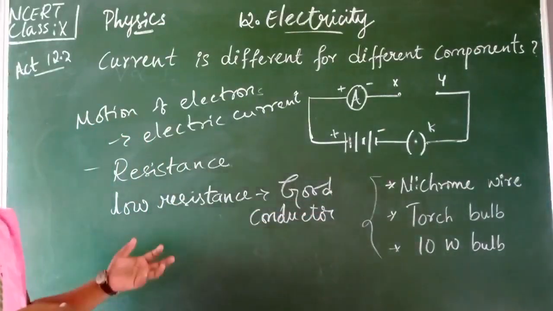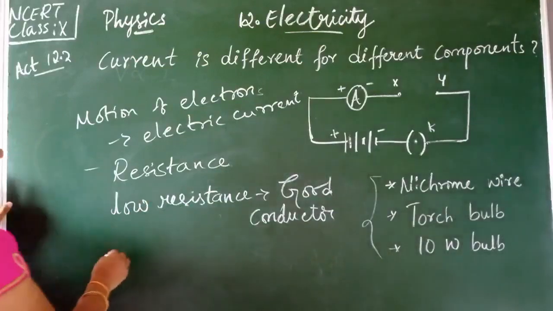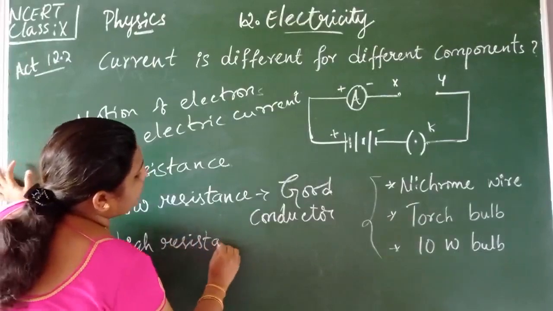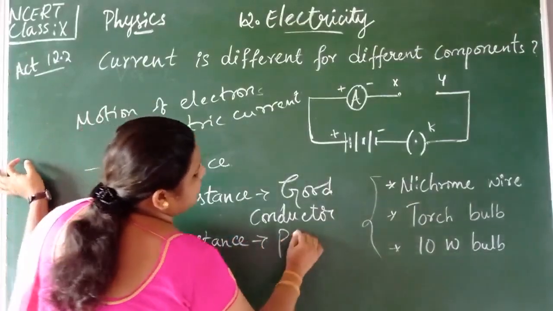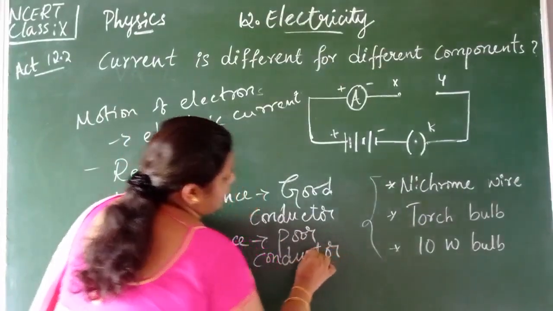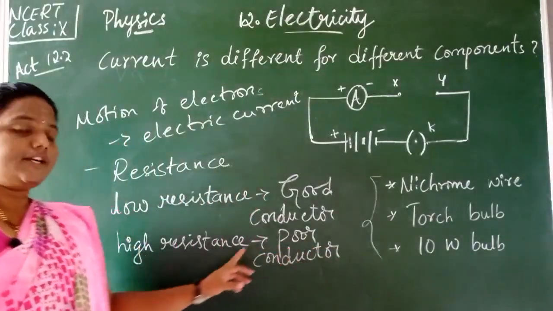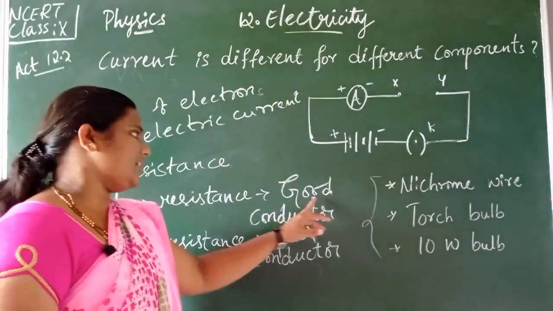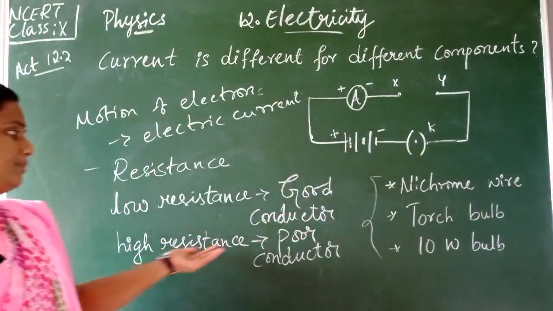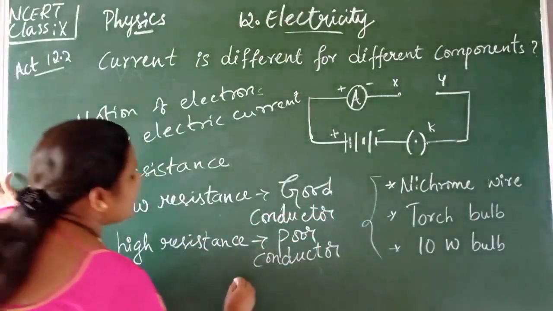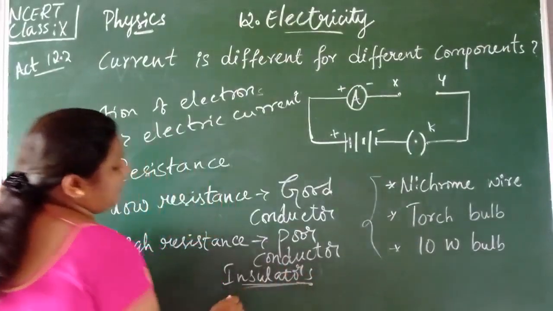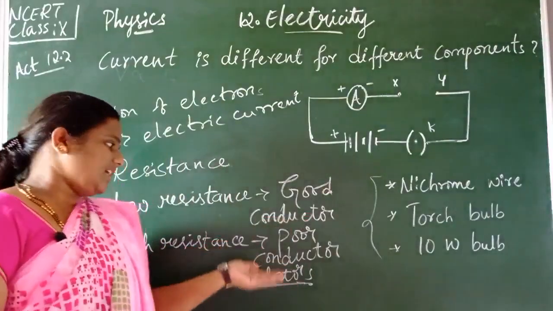Suppose a component offers high resistance, then it is called a poor conductor. Understanding, children? A poor conductor has a high resistance, whereas a good conductor has a low resistance. And indirectly, these poor conductors are also called what? Insulators, children. Insulators.